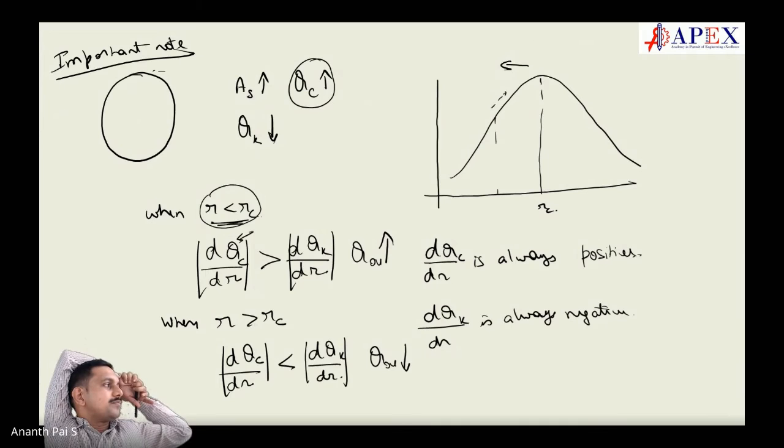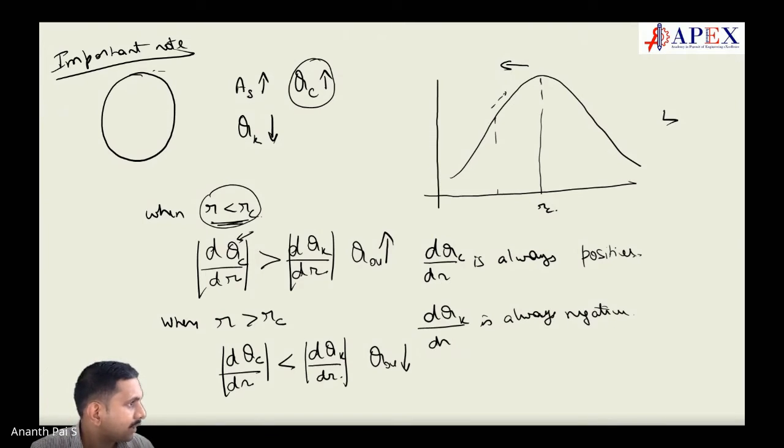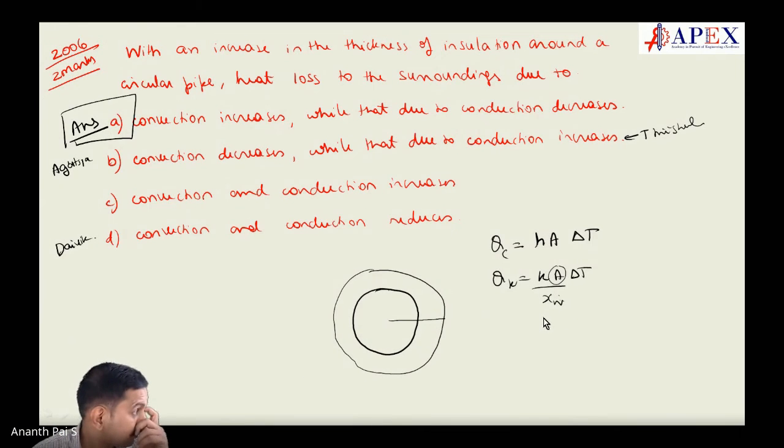Increases always. Reduces. Why? Not that area, it is the L that is increasing. The length that is increasing, XW is increasing. So when XW increases, area is increasing, I do agree. It is not increasing at the rate which it has to increase, because it is increasing as a log mean area. This is the log mean area, is it not? You can check it out for that matter.